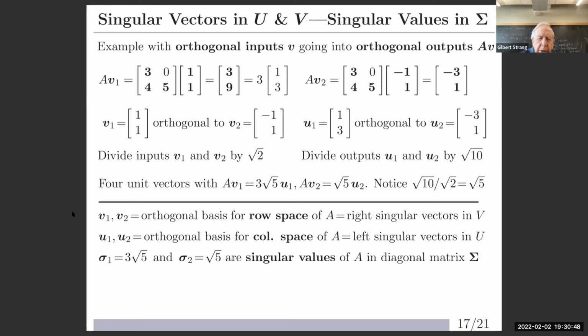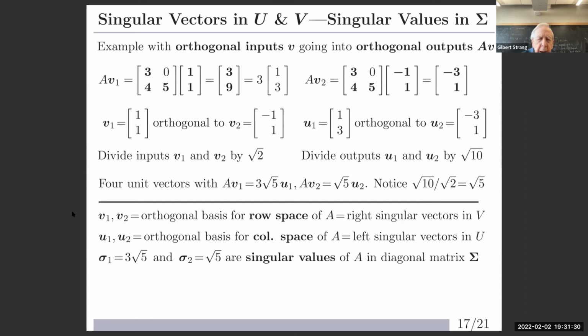Now, what is special about those two possibilities, V1 and V2? V1 was the 1, 1 vector, and V2 is the minus 1, 1 vector. And what's interesting about the vectors 1, 1 and minus 1, 1? They're perpendicular. They're orthogonal. So those two vectors, those were input vectors. They go in. And so I have orthogonal input vectors.